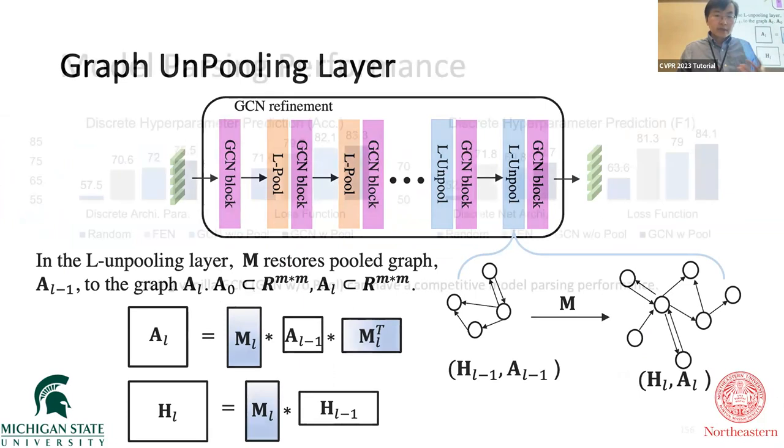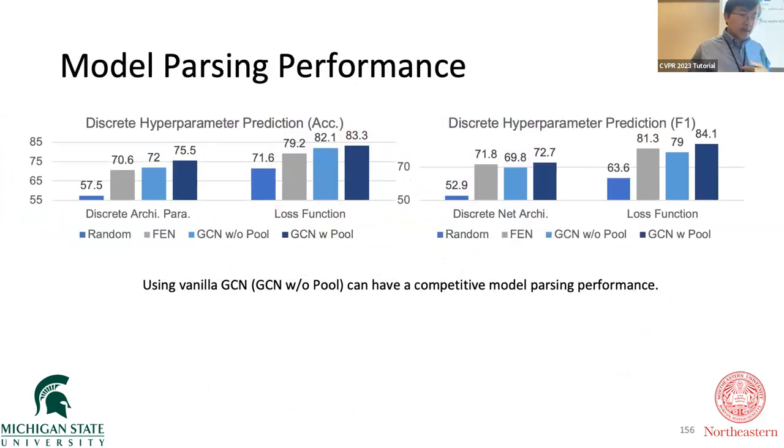So with this, what you see in terms of model parsing performance, for example, here, the FEN was the previous paper I introduced 5 minutes ago. And these are the new work, either GCN without pooling or GCN with pooling. You can see that GCN with pooling does have better performance compared to the previous method.